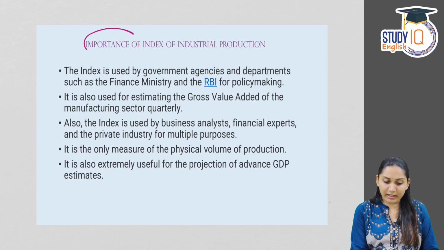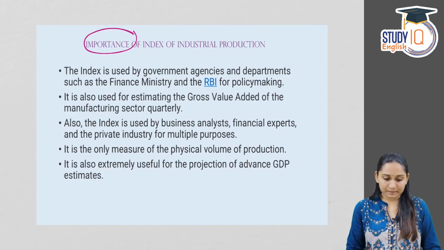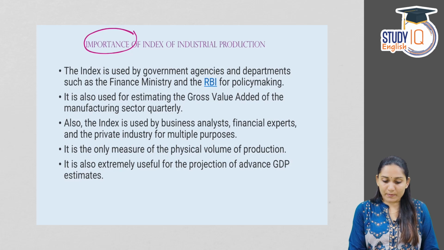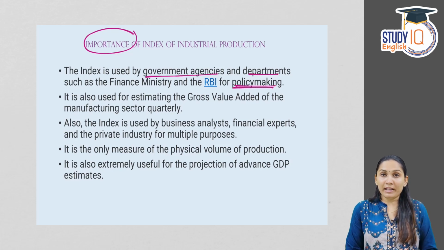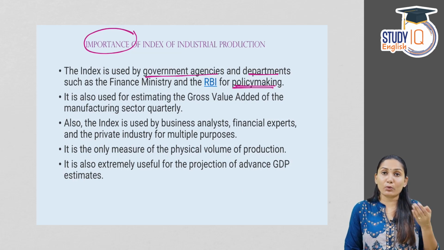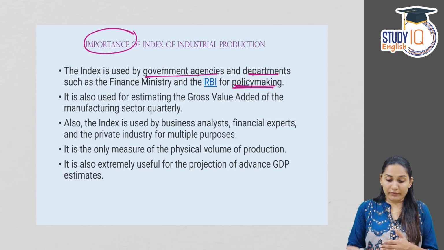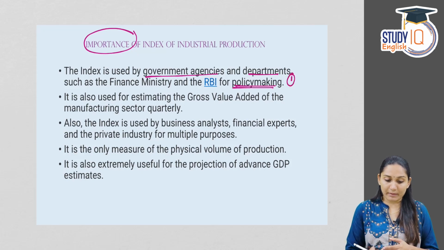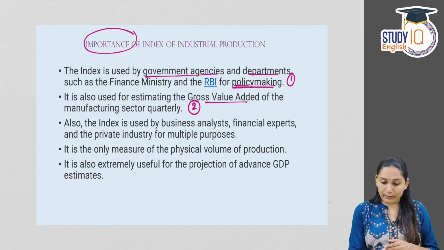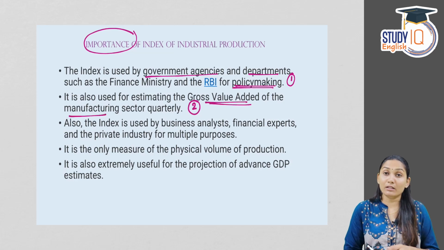Now coming to the significance or the importance of IIP. The index is used by government agencies and departments for policy making. Why? Because it gives a direction of the growth, whether there is real growth in the economy or not. And based on that, policy decisions can be made by the government or by different ministries or departments. So the first point is that it helps in policy making. Second, this is helpful in calculating the gross value added of the manufacturing sector quarterly.